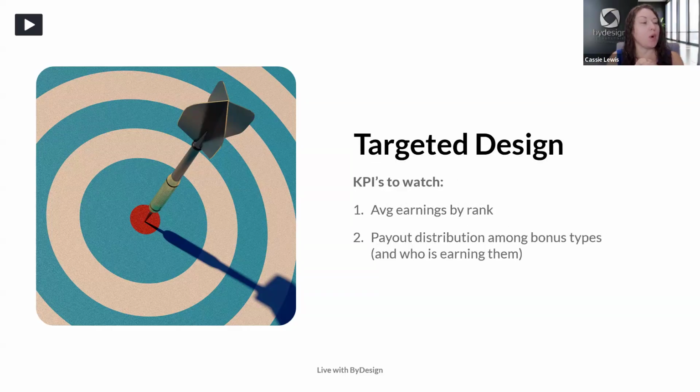KPIs to watch on this one: average earnings by rank and the payout distribution among the various bonus types. I think I already mentioned those previously, but those are ones that can help you here as well.